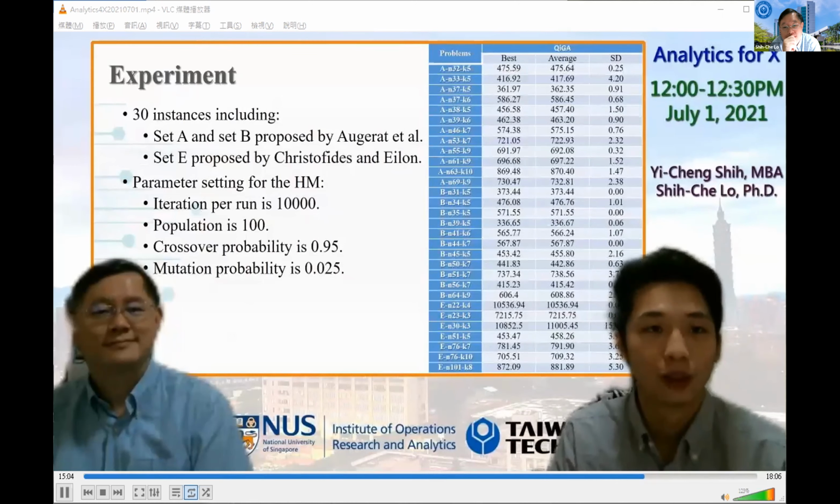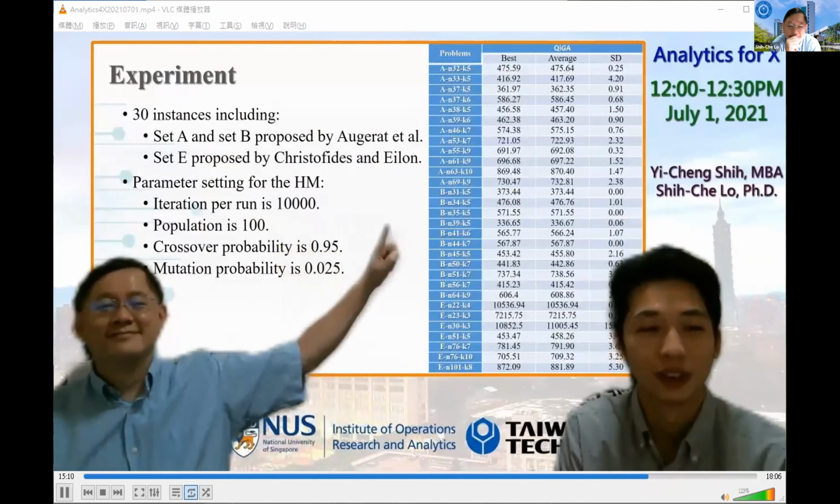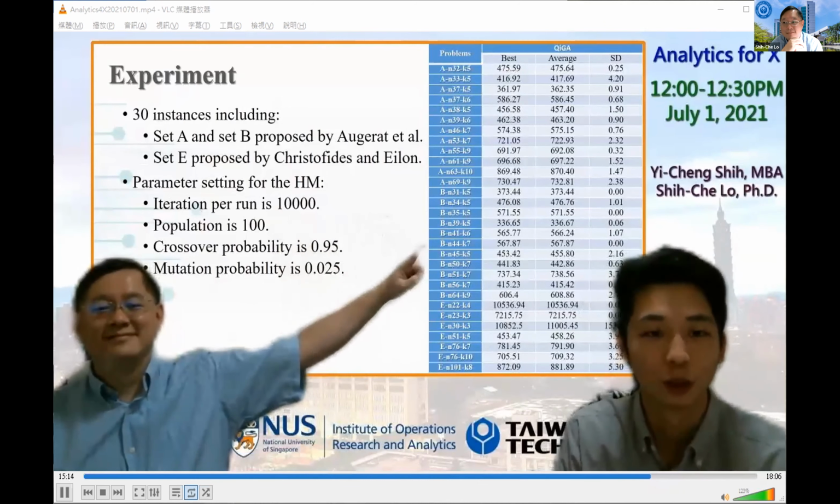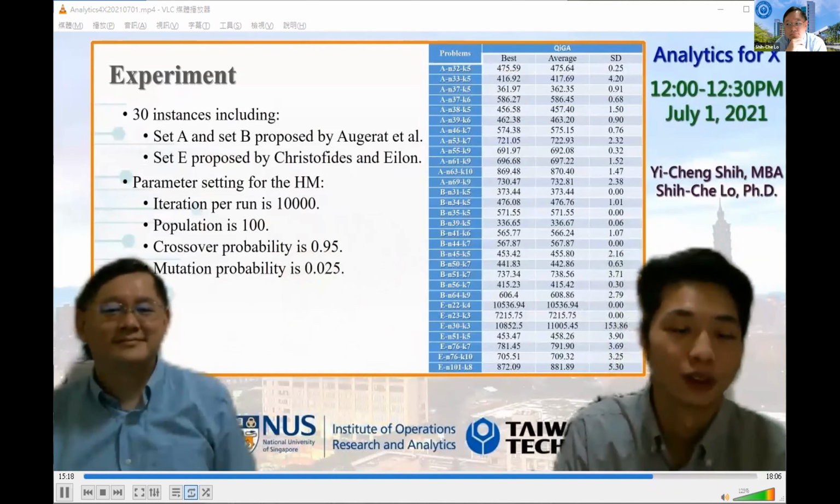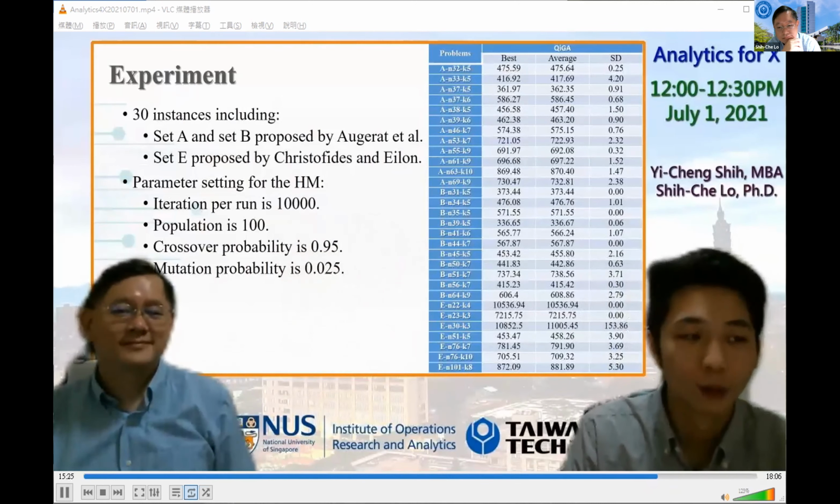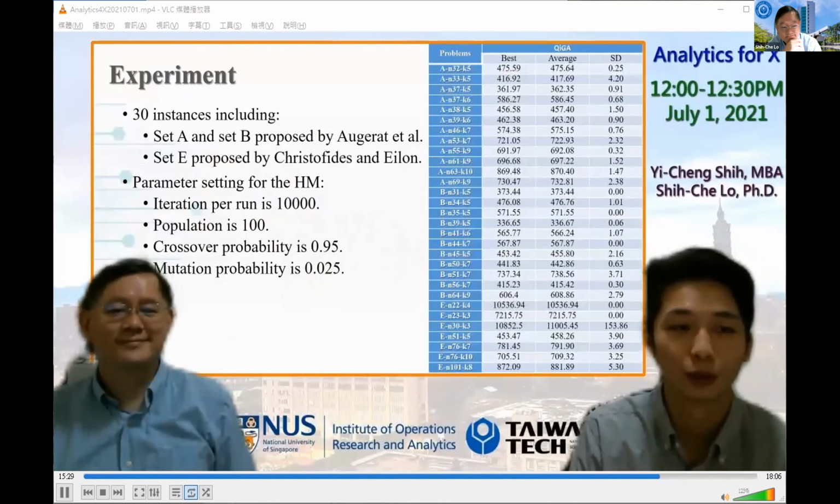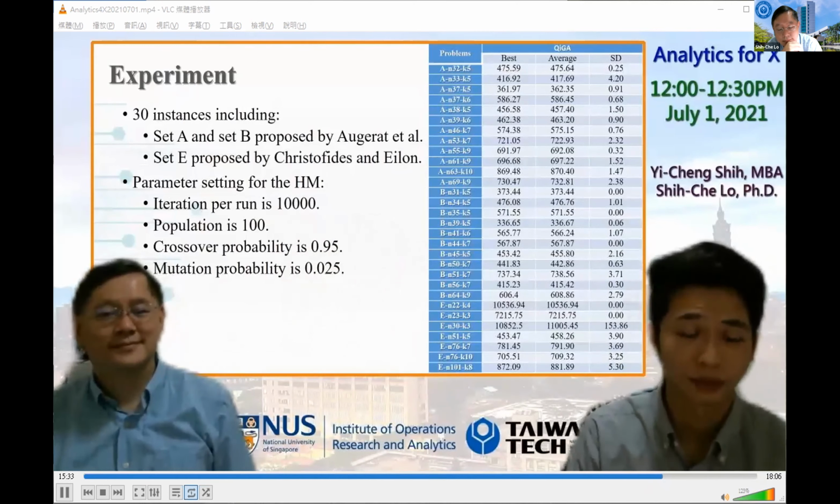And here is our result table. The instance names are like this: A, B, and E represent which set the instance belongs to, N represents the number of nodes, and K represents the number of vehicles. From the results, we can find that our model can provide good solutions with small standard deviations.